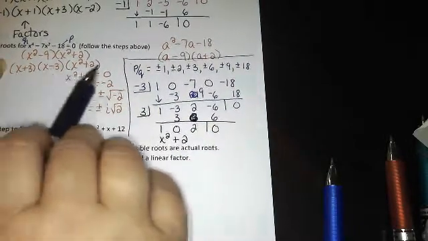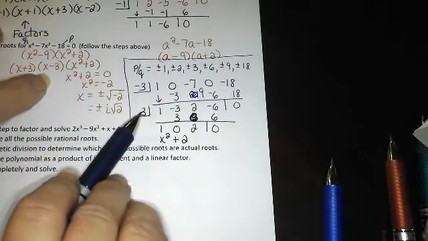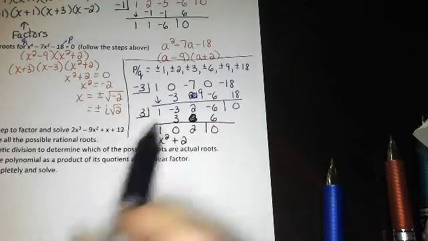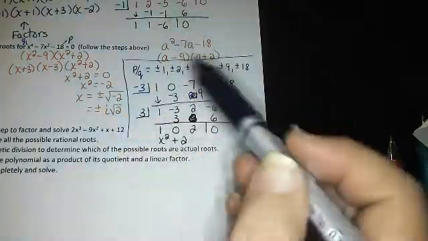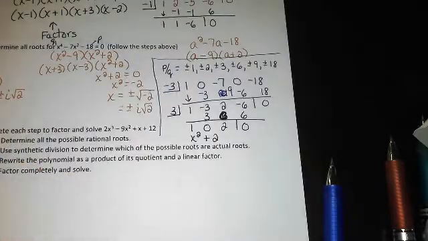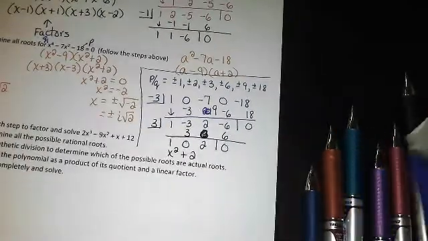So remember our factors from before? x plus 3, x minus 3, x squared plus 2. So that's how we could get our factors using the rational root theorem instead of just using factoring. All right, let's do another practice.